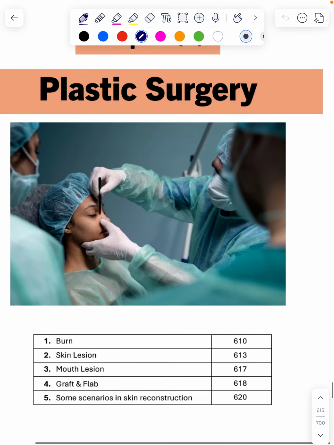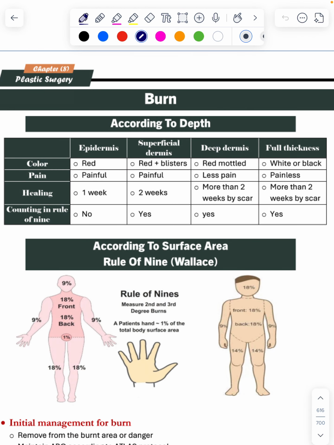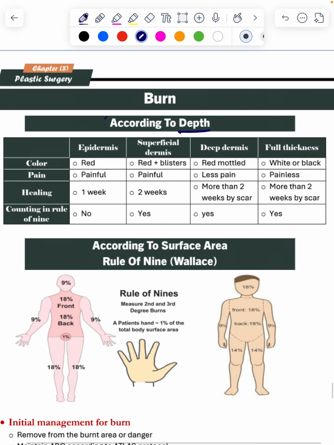This is about plastic surgery for MRCS. Let's go for the burns. What about burns? They are defined according to the depth. This is important: determination of the depth of the burn is important.